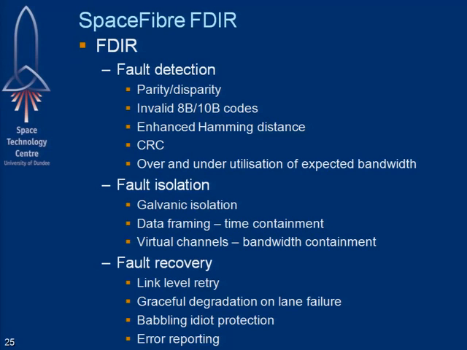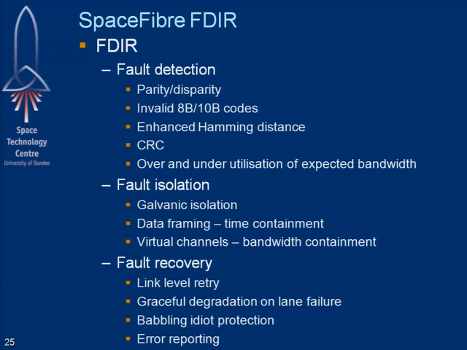We've also designed the control codes that we're using in our frames and in our critical codes to have the maximum Hamming distance. So it's not possible by a single bit error to convert, say, a data character into one of our critical control codes. And that's something that's unique about SpaceFibre. On our critical control codes, things like flow control tokens and so on, we've added in a small CRC to protect against any error. And then we've got this over and underutilization of expected bandwidth detection.